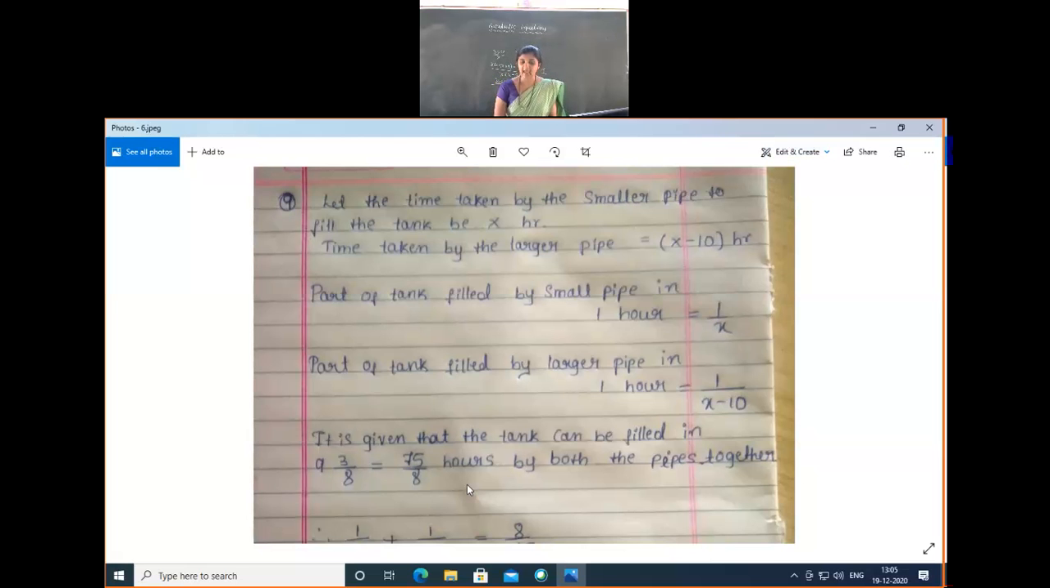Two water taps can fill a tank in 9 whole 3 by 8 hours. Okay, 9 whole 3 by 8 hours. The tap of larger diameter takes 10 hours less than the smaller one.